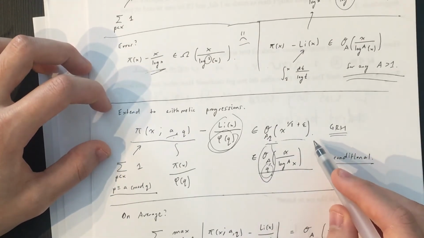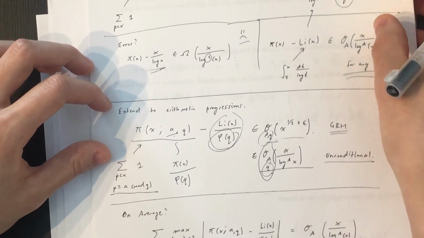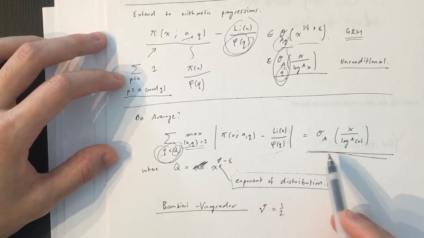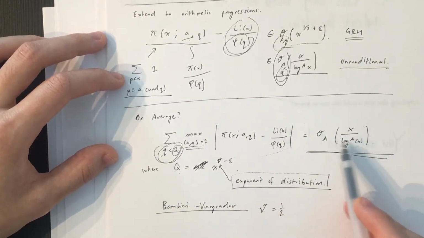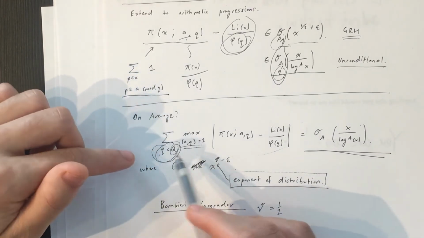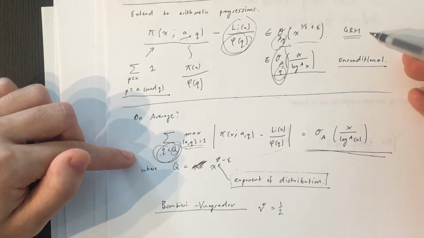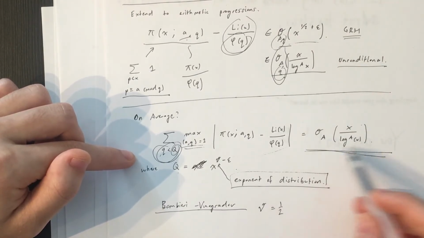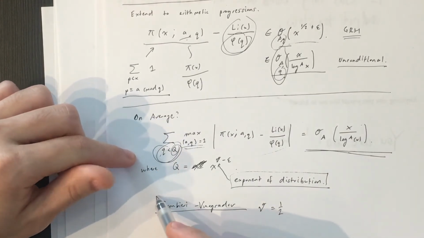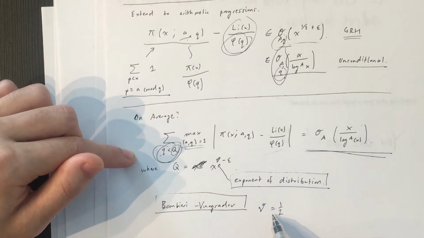If you have the generalized Riemann hypothesis, you can get this x to the 1/2 plus epsilon. And so even though it depends on Q, it turns out this is strong enough that when you sum over Q, even with these ineffective constants, you can still get order of x over log to the A of x. So the generalized Riemann hypothesis would be a sufficient condition to ensure this with an exponent of distribution 1/2. But Bombieri-Vinogradov gives you this result directly on average, that the exponent of distribution is 1/2.